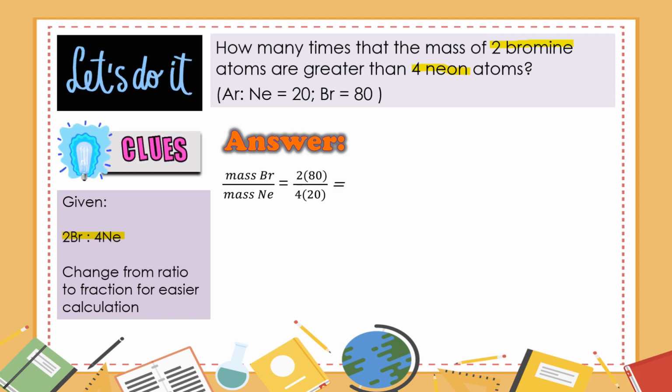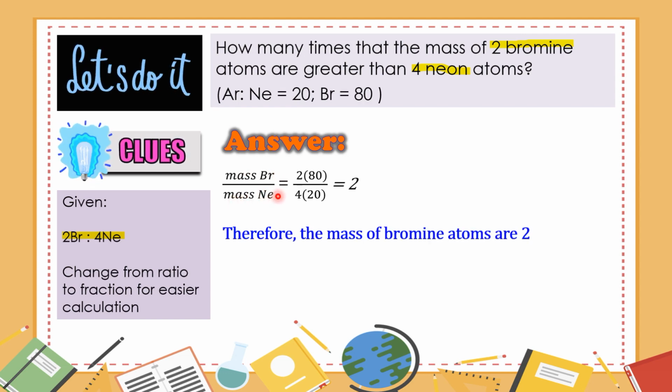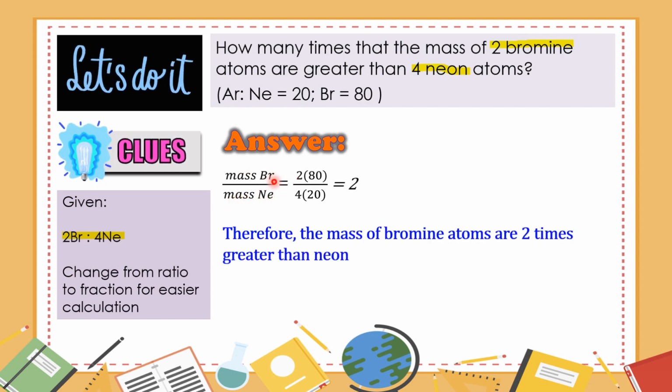So we can write like this: mass of bromine divided by mass of neon. It's already mentioned that bromine is 2 atoms and neon is 4. Okay, so the answer here is 2. Okay, you can write the answer in a sentence. Therefore, the mass of bromine atoms is 2 times greater than neon atoms.